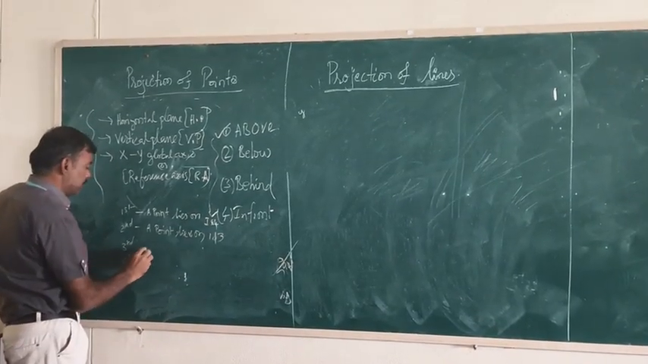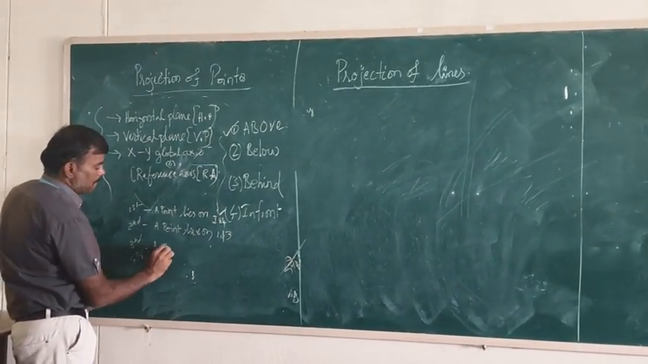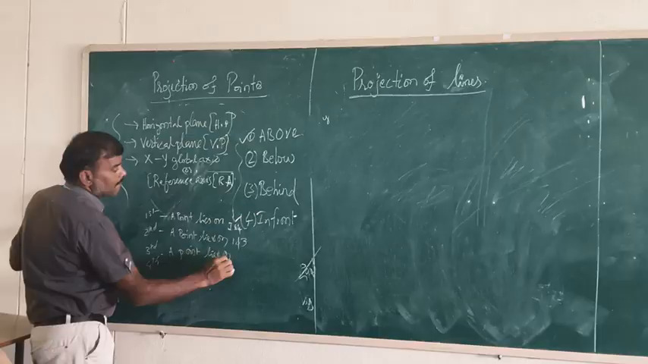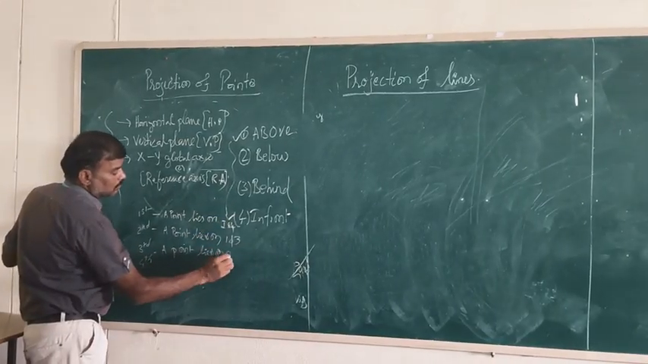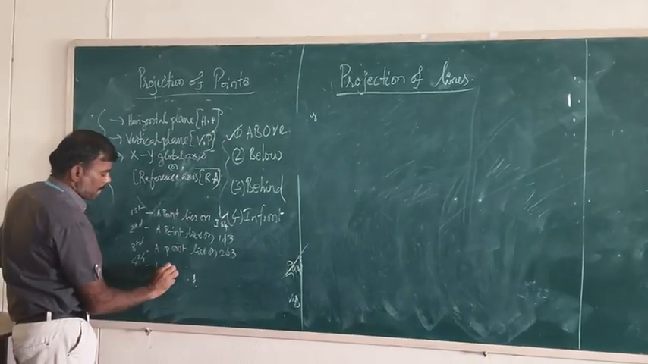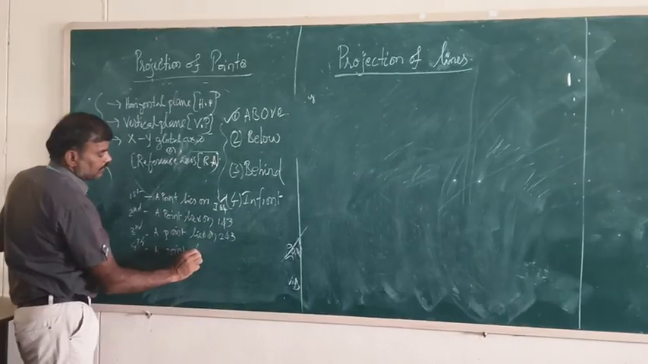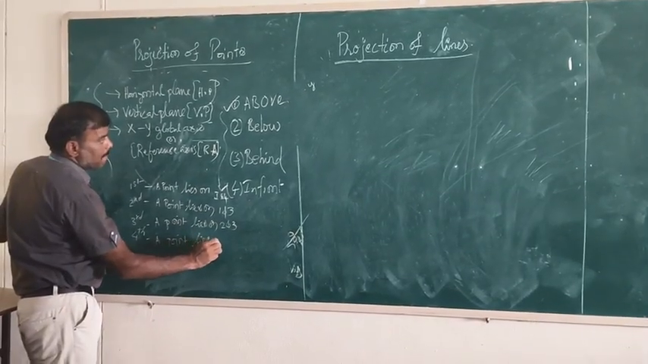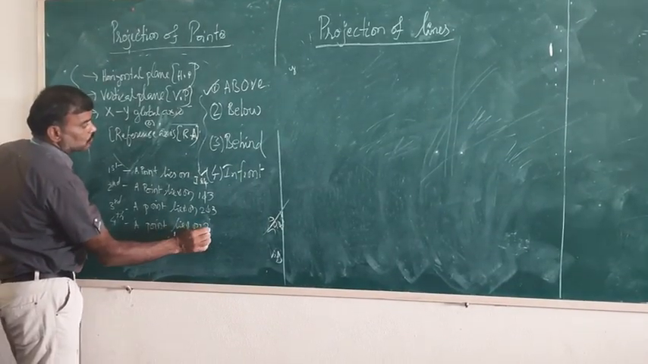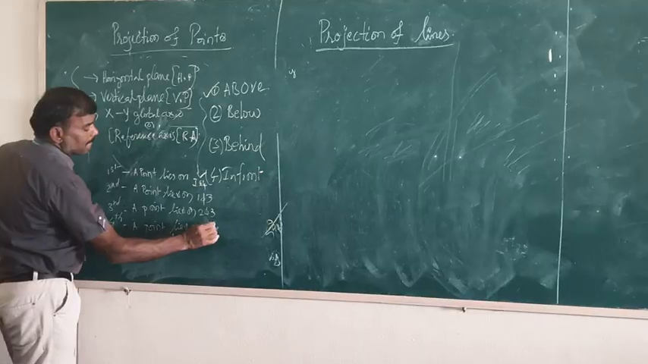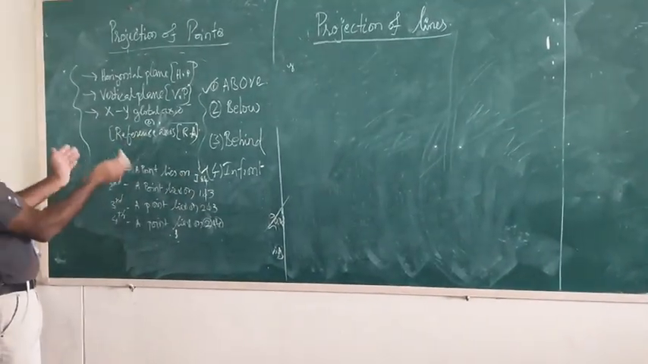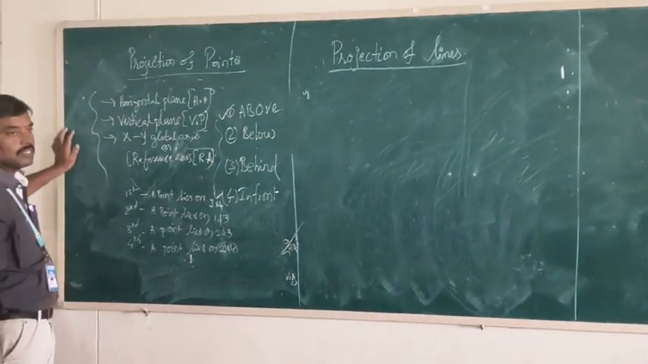Very good. Next, a point lies on, very good, 2 and 3. Next, a point lies on, very good, 2 and 4. Are you clear about these statements? How are these relations coming from these four statements?